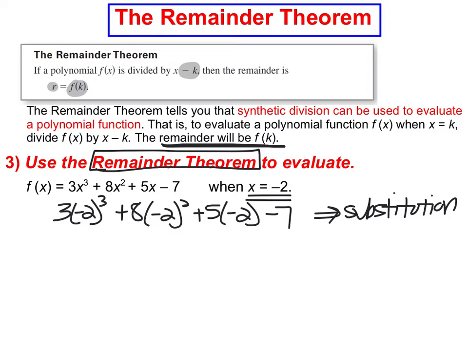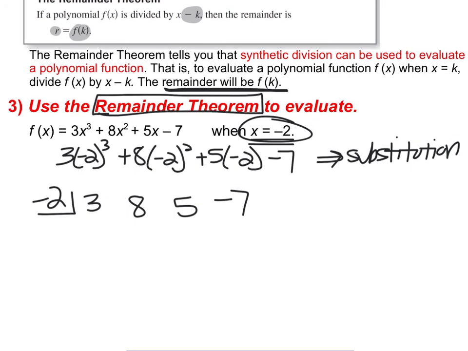Okay, in this case, we want the remainder theorem, and that says if you use synthetic division, so x equals -2 with our synthetic division, whatever the remainder is, that's your answer. So this is using the remainder theorem.